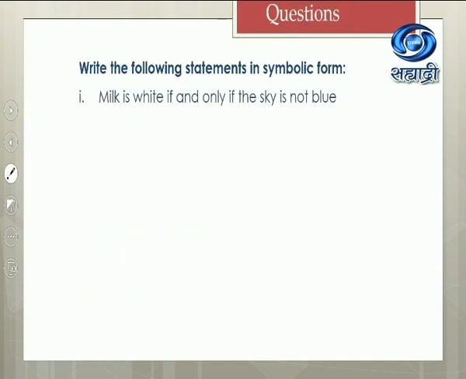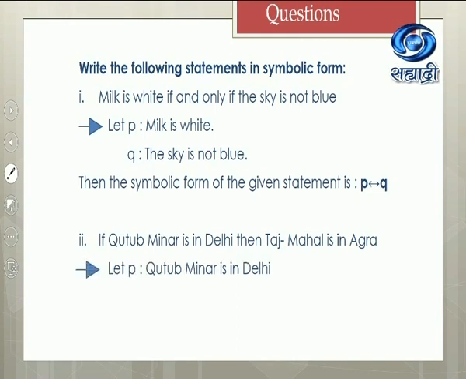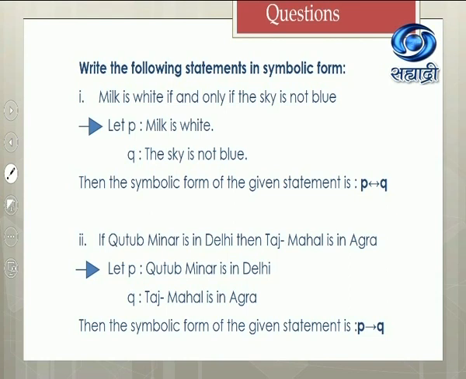Let us see some examples. Milk is white if and only if the sky is not blue. Your P statement is milk is white. Q statement is sky is not blue. So the symbolic form of the given statement is P if and only if Q, with a double arrow and then the statements. If Qutub Minar is in Delhi, then Taj Mahal is in Agra. Your P statement is Qutub Minar is in Delhi. Q statement is Taj Mahal is in Agra. As you can see, the phrase is if then. So the symbolic form of the given statement is P implies Q. If then stands for implication. If and only if stands for double implication.